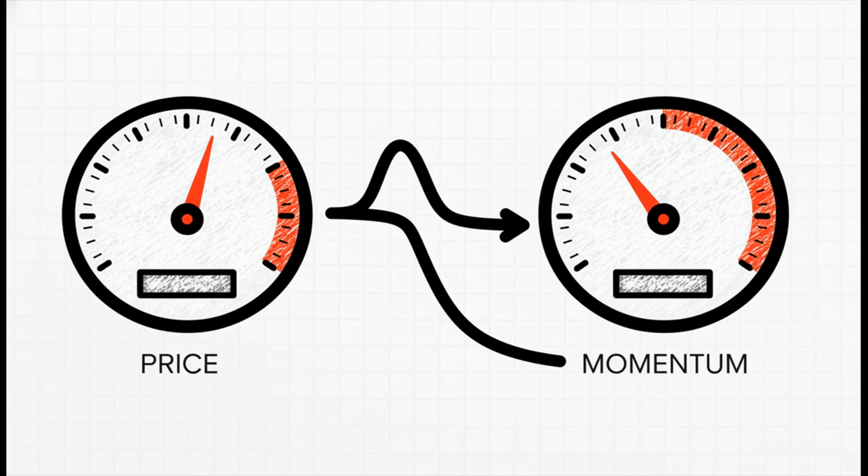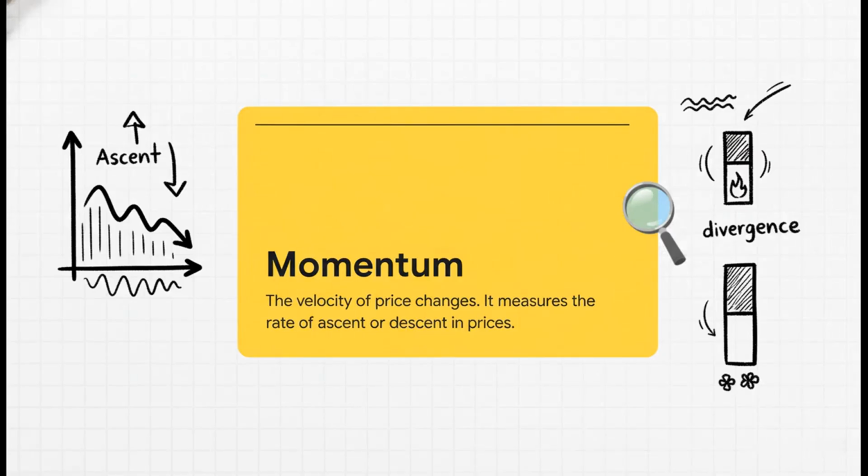I love this analogy. Think of an oscillator like the tachometer in your car. It's not telling you your speed. That's what the price is for. No, it tells you how hard the engine is revving. It's all about the rate of change. So here's the key takeaway, right? Momentum is simply the velocity of prices. Is the trend speeding up? Is it coasting along? Or is it starting to run out of gas? Answering that question is the very first step to anticipating a change in direction.